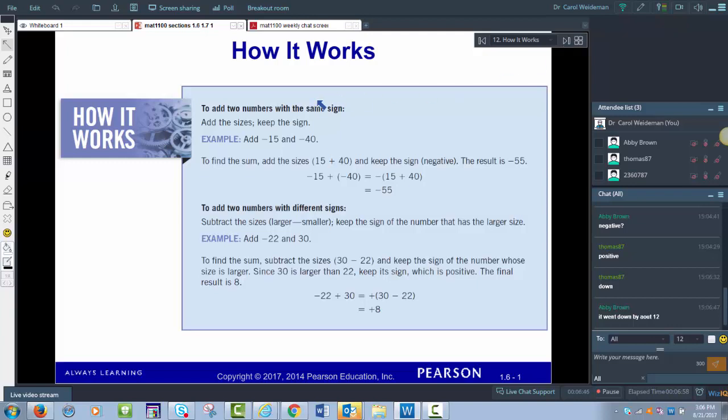And you may remember these rules. If you're adding two numbers with the same sign, you simply add the sizes and keep the sign. So if we wanted to add negative 15 and negative 40, we add 15 plus 40 and get 55, and we keep the sign. If we're adding numbers with different signs, we subtract the larger number minus the smaller number using the sizes here. And then we keep the sign of the number with the larger size. So if we wanted to add negative 22 and 30, we subtract and get 8, and we keep the sign of the larger number based on size, which is positive.